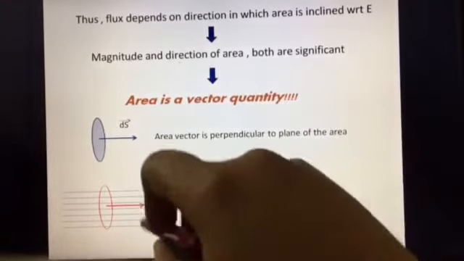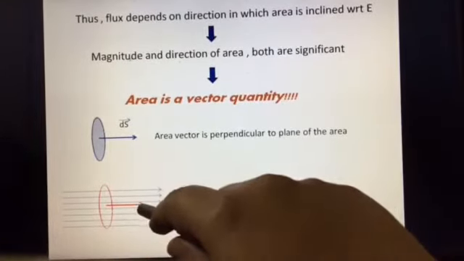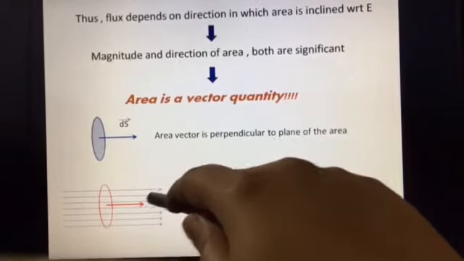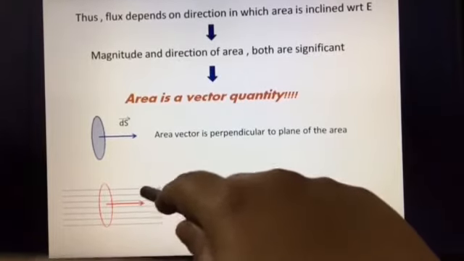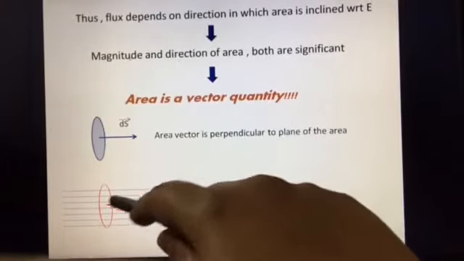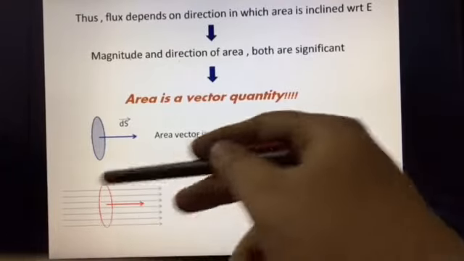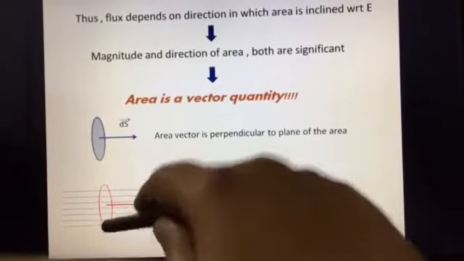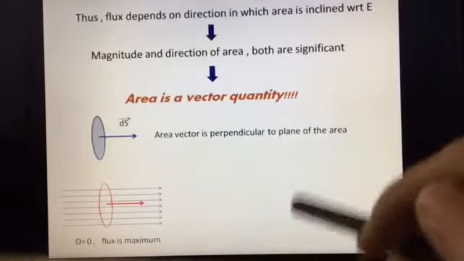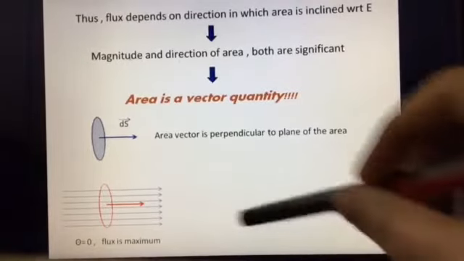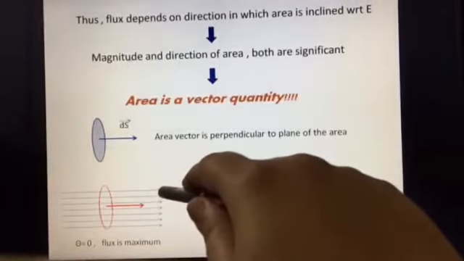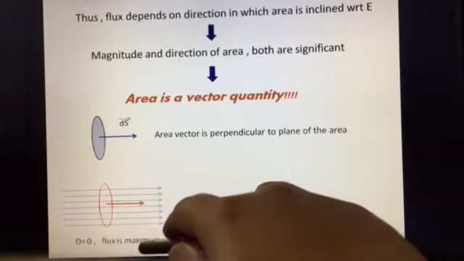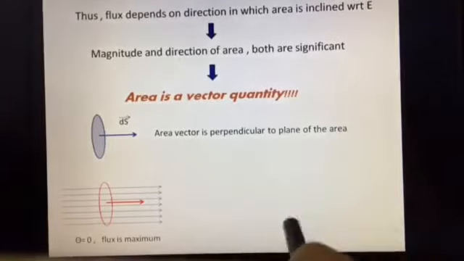Now see this. This is the electric field. This is the area vector, this red line is the area vector. What is the angle between E and the area vector? The angle is 0 because they are parallel to each other. And what can you say about the flux? The flux is maximum. Maximum possible lines are passing through this area vector. So when theta is equal to 0, what is theta? The angle between the electric field intensity and the area vector. When that theta is 0, the flux is maximum.